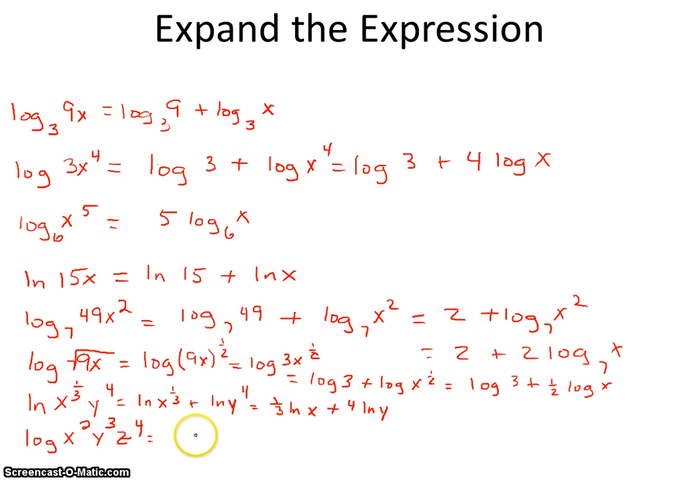Last one, same thing, we're going to do product property first, so I have log x squared plus log y cubed plus log z to the 4th. Now I'm going to employ the power property. 2 log x plus 3 log y plus 4 log z.